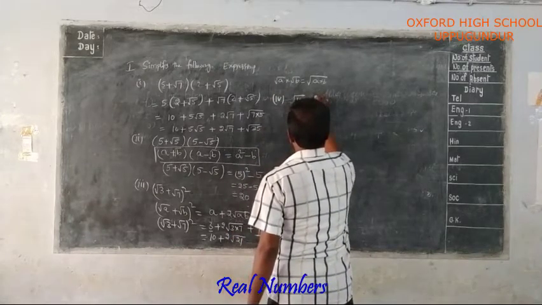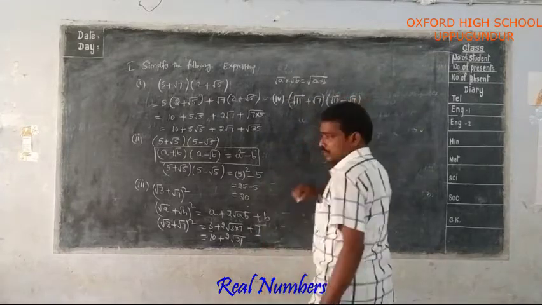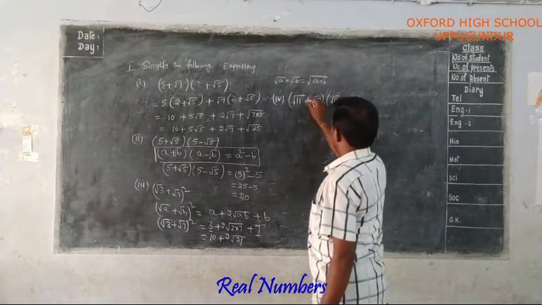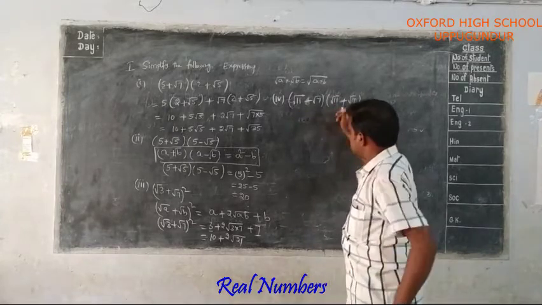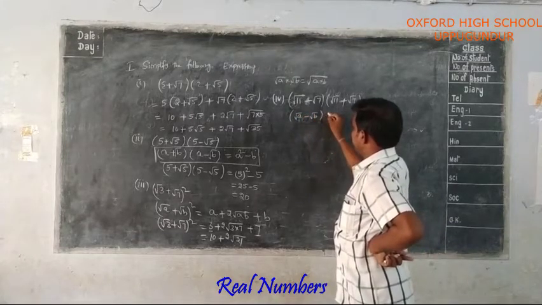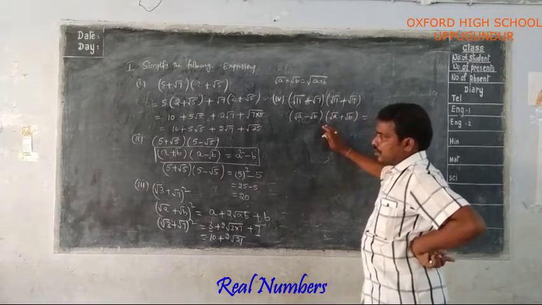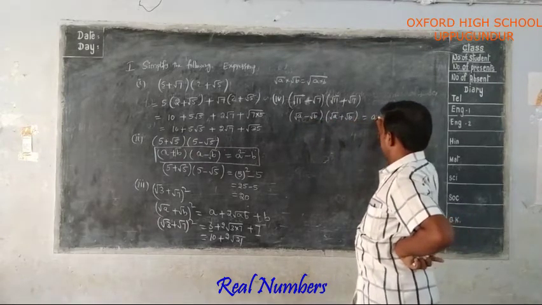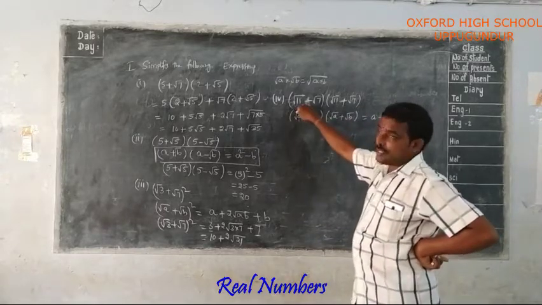Root 11 plus root 7 into root 11 minus root 7. Root 11 minus root 7 into root 11 plus root 7. When you observe these two binomials, they are in the form of root a minus root b into root a plus root b. What is root a minus root b into root a plus root b? a minus b. So by using this identity, you can simplify this now.